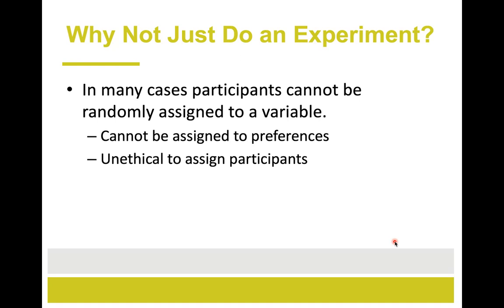There are two major reasons why an experiment might not be possible. The first is that we cannot randomly assign people to things like their preferences. So if we say, does preferring living in the north or the south, right, cause some change in behavior or personality? Well, we can't assign people to their preferences. We can't randomly assign people to living in the north or living in the south, right? We can't ethically do that to people. So we're just left with their naturally occurring behavior. So an experiment is impossible.